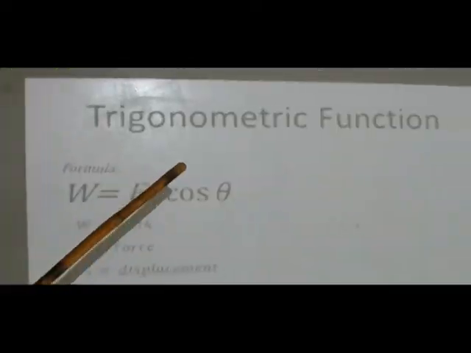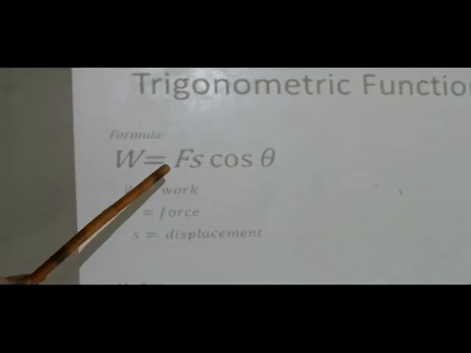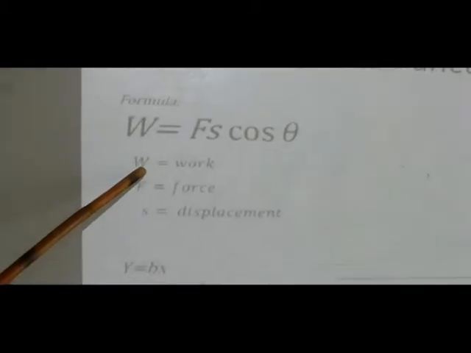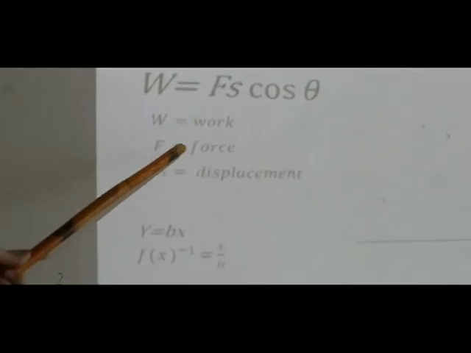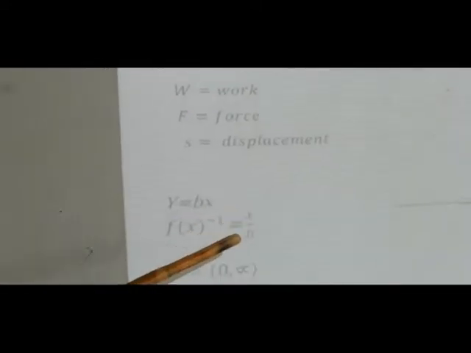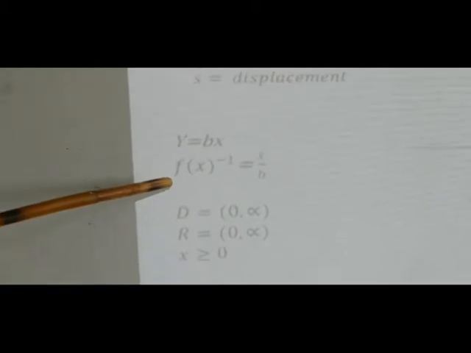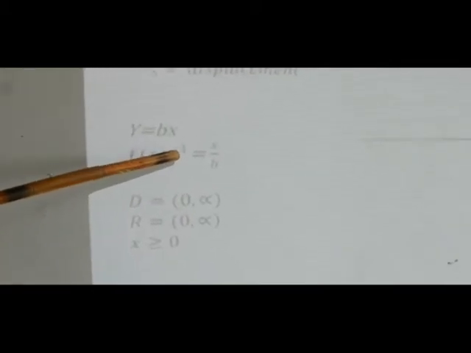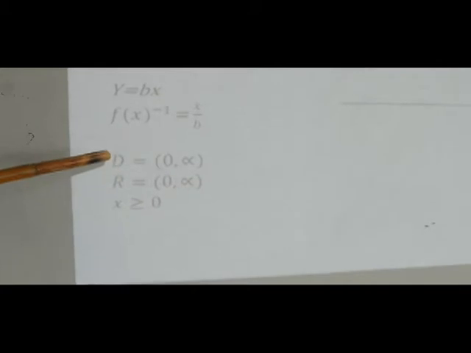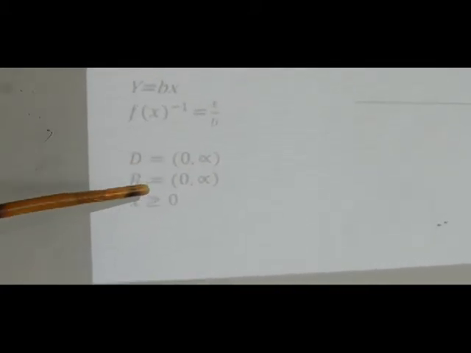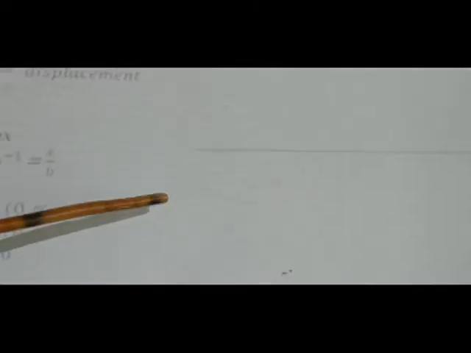Yun pala yun. Paano naman pre yung trigonometric function? The trigonometric function, we have w is equal to fs cos theta, with w being work, f being force, and s being displacement. Now for an inverse function, we have f of x raised to negative 1 is equal to x over b, with our domain being 0 to positive infinity and our range being 0 to positive infinity, with x being greater than or equal to 0. Now this is our graph for the trigonometric function.